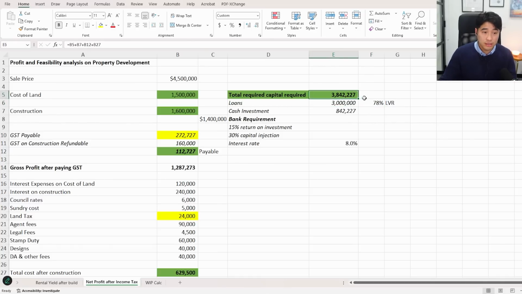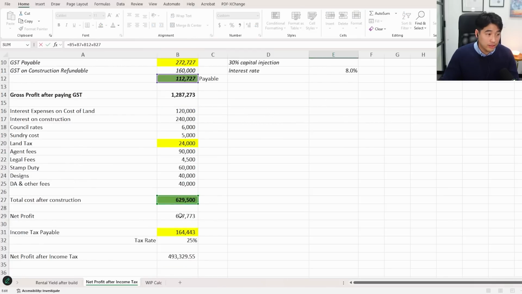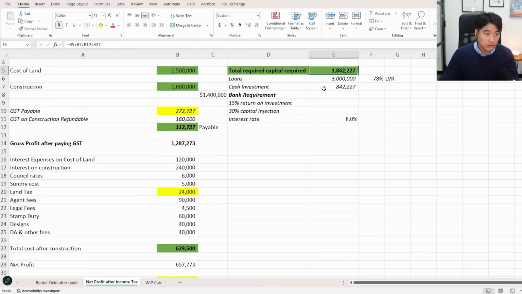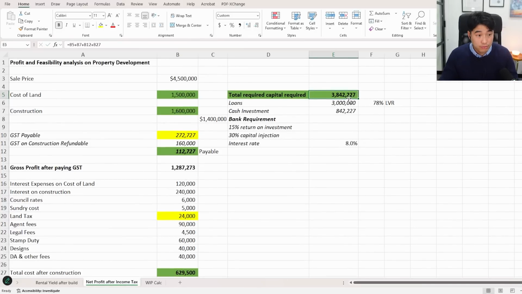So the deal is, the total cost that the builder or developer needs is the cost of land and construction costs and GST, right? Technically. So it's that plus that and possibly even other expenses as well. So the total capital required is 3.8 mil, and the amount they're allowed to borrow is 3 mil. So therefore they need to put in a cash investment of 800K. This is a very high LVR, by the way. This is very, very high.